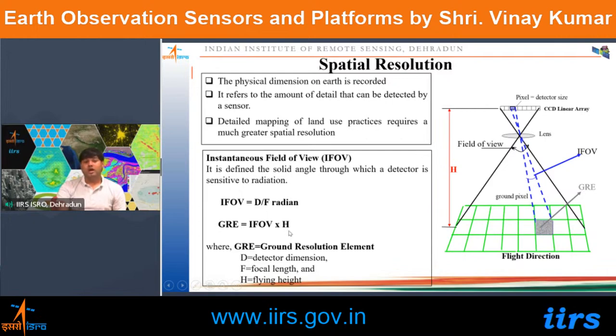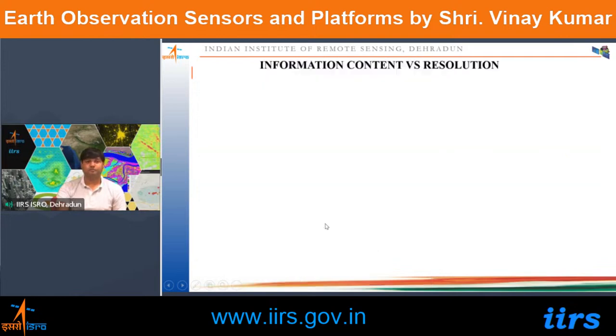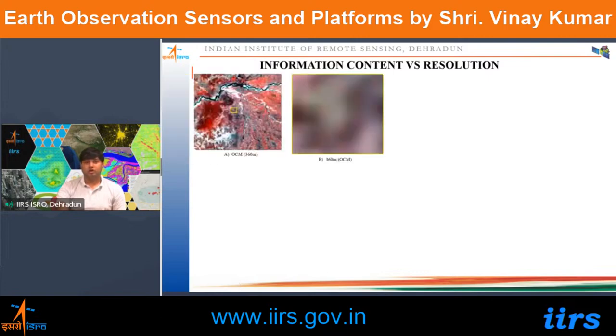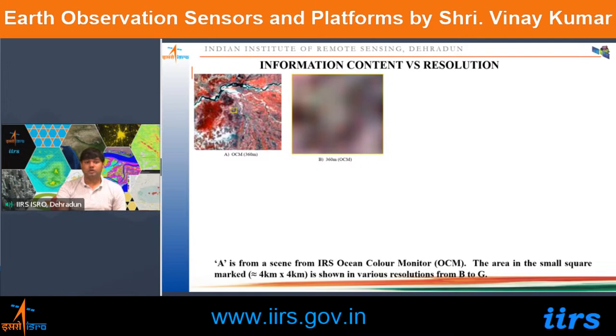So as I told, height is very important. So that's why your geostationary satellites have a poor or coarser resolution. So height is playing a role over here. Now coming to information content versus resolution, you can see this is an example of ocean color monitor data. And when we took the area of around 4 kilometer by 4 kilometer, you can see we are unable to interpret the features over here.